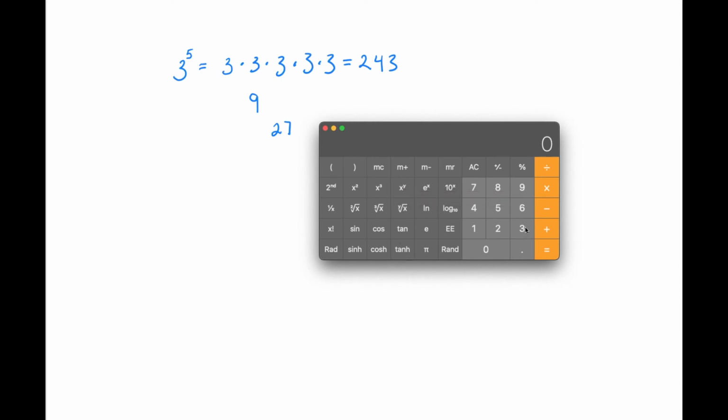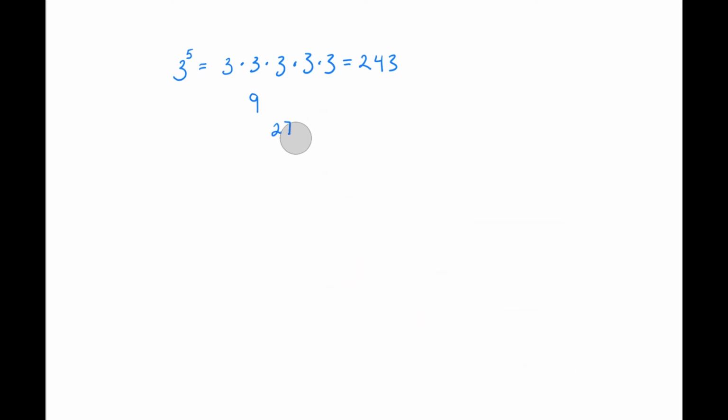So all you need to do is look for this x to the y key on your scientific calculator, and you type in the number. You press the key, and then you type in the exponent that you want, and it gives you the answer. Easy peasy. Please use that. It's going to make your life so much more simple and expedient, and it's going to make you more accurate. That is why you're supposed to have a scientific calculator for this class.